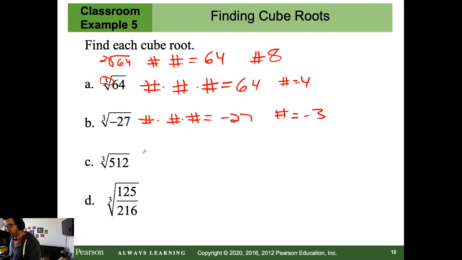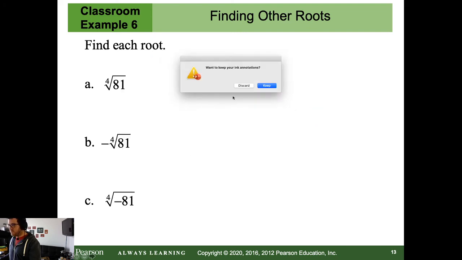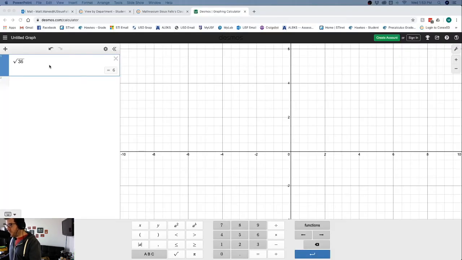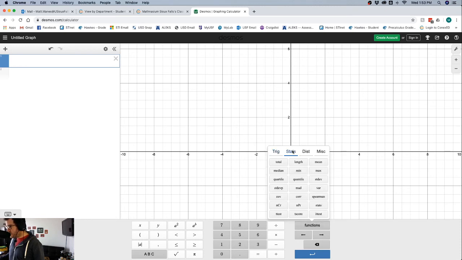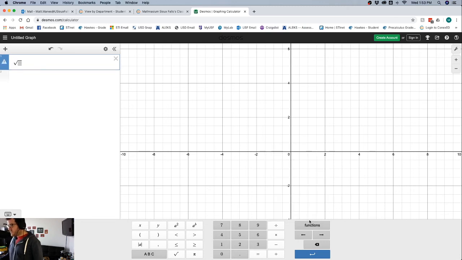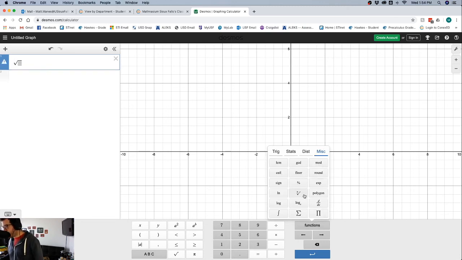Again, you can stick these into Desmos. Let me show you how to stick this one into Desmos. We're looking for 512. Where is it? Oh, right there. You have to go to functions, up to miscellaneous, and then that one. So this is going to be the cube root of 512, and that's going to be 8.